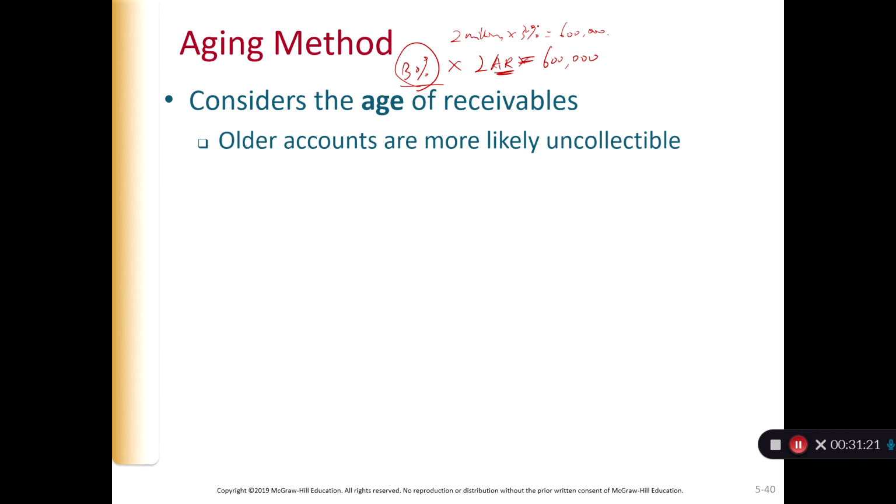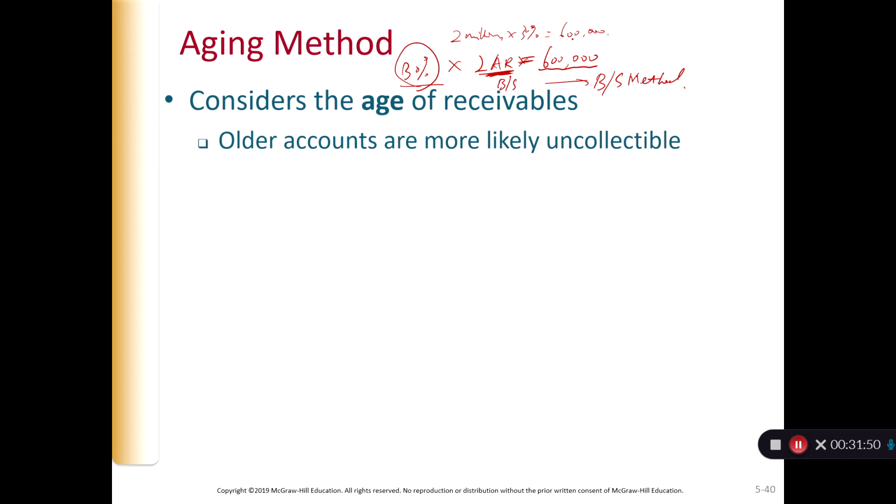And this method is sometimes referred to as the balance sheet method. You don't need to remember these typical professional words, but I just wanted to tell you. Because we base our estimation of bad debt on the balance sheet account, accounts receivable, right? Because this is a balance sheet account, we are basing this estimation on this account. That's why we call it the balance sheet method.